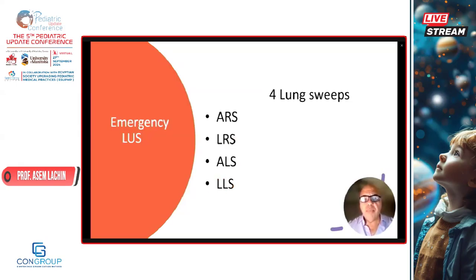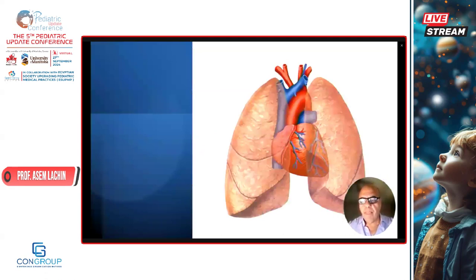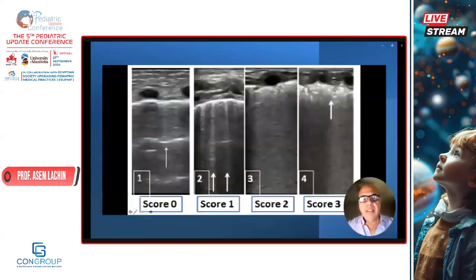You will take the probe, and from the upper part of the chest down, looking for pleural effusion, pneumothorax, or lung consolidation atelectasis. These are the normal pictures and the abnormal pictures, very well known. We are not going to review this today.